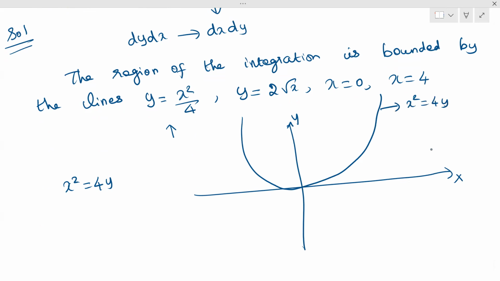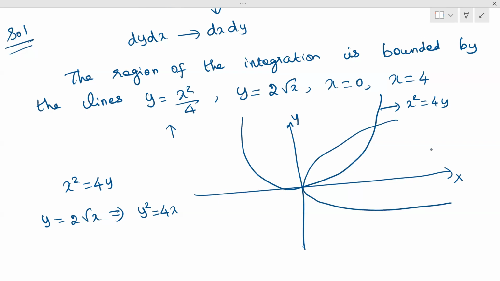Another one, y equal to 2 root x. When we square on both sides, we will get y square equal to 4x. So again, it is a parabola, symmetrical about the x-axis. The next one is x equal to 0. So x equal to 0 is nothing but the y-axis.